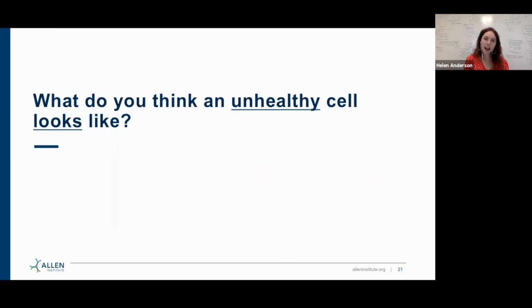Now, what do you think an unhealthy cell looks like? I know that when I'm sick, I look different than when I'm feeling good. When I'm sick, I might have a runny nose or a cough. I might look tired. Whereas when I'm healthy, hopefully I don't look the same way.